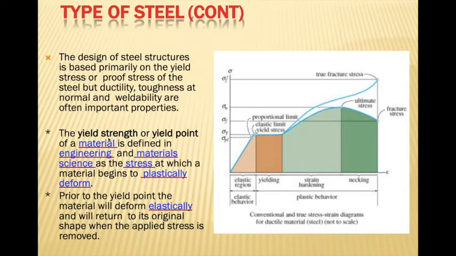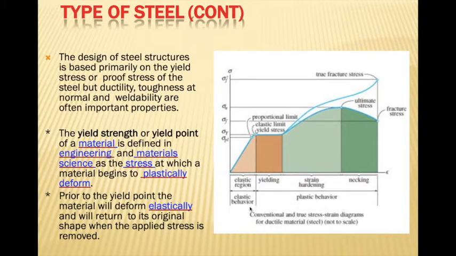As for the yield strength or yield point of a material, it is defined in engineering and material science as the stress at which the material begins to plastically deform. To understand this, when we talk about the strength of steel, we are actually referring to the stress strain graph of a ductile material, or the steel. As you can see here, any material will undergo the elastic region first.